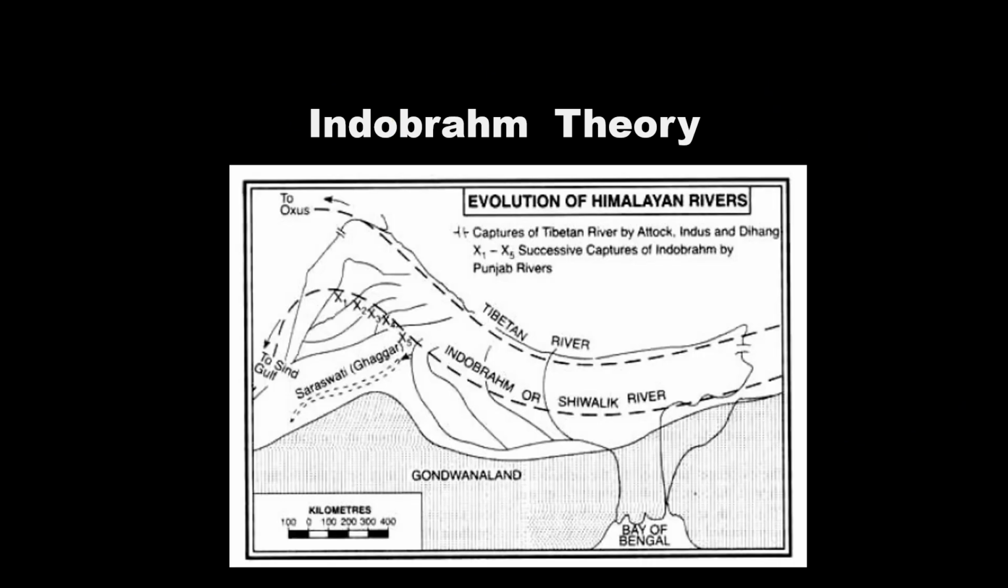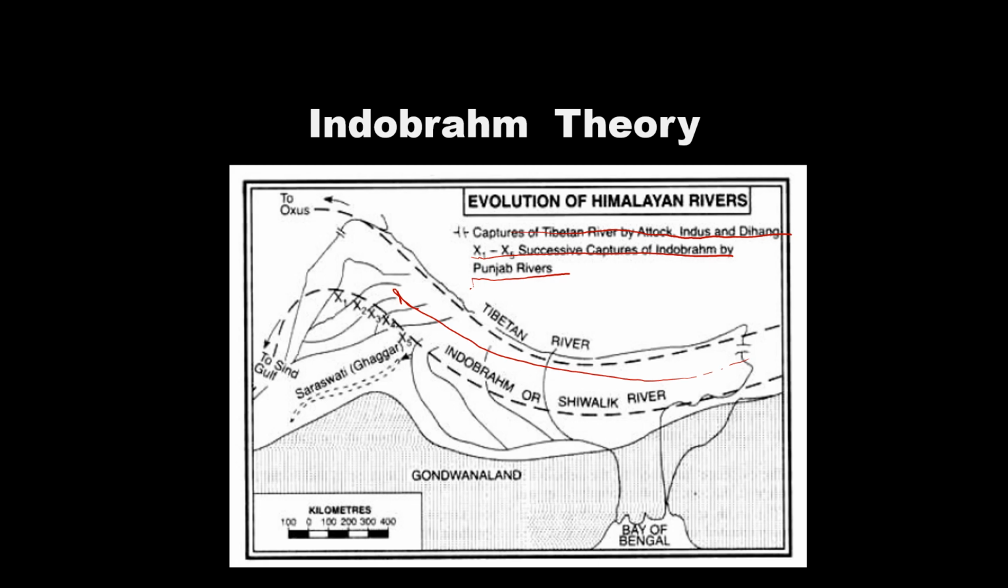Let us look at the diagram. So this is the diagram. This is the Indo-Brahm river which was flowing in this way, and we see that with time the river gets divided into smaller segments or sections due to river capture. So we see successive river captures which take place for the Indo-Brahm river by other tributary rivers, which were slowly developing, and also because of the plate movements which were taking place, which were leading to the rise of the Himalayas. Now this theory has been criticized by many scientists.